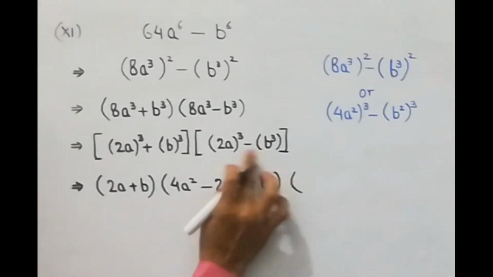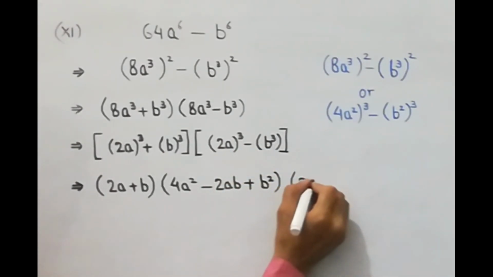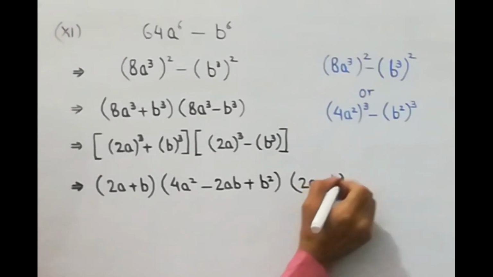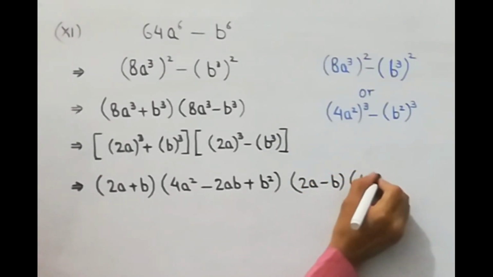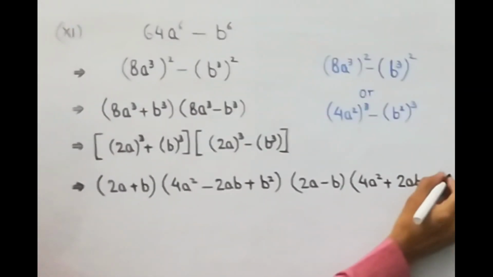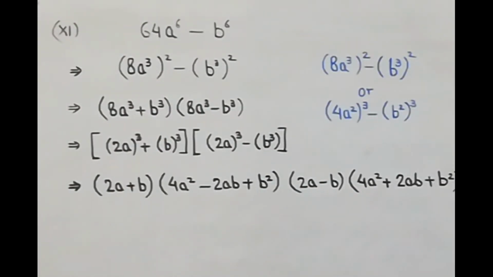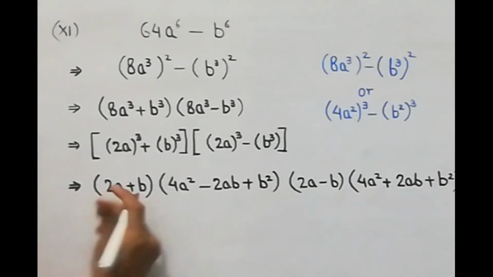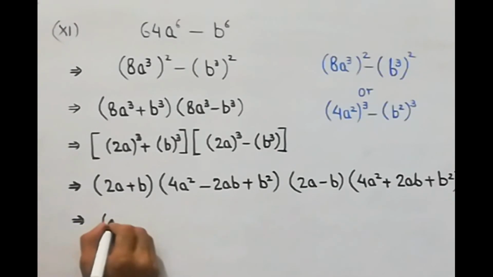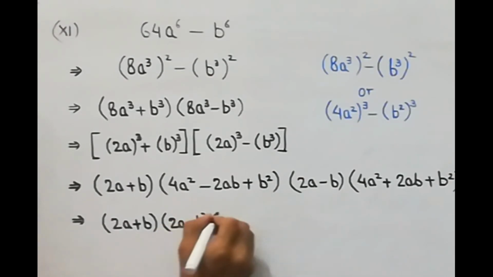Okay, now for this you will go for difference of two cubes, a cube minus b cube. So for that you have in the first bracket a minus b and in the second bracket square of a plus ab plus square of b, like this. So this will be your answer. You can see in the first we have applied sum of two cubes and in the second we have applied difference of two cubes. So finally we can write the answer. This is the answer, or you can arrange and write it like this: 2a plus b, 2a minus b.